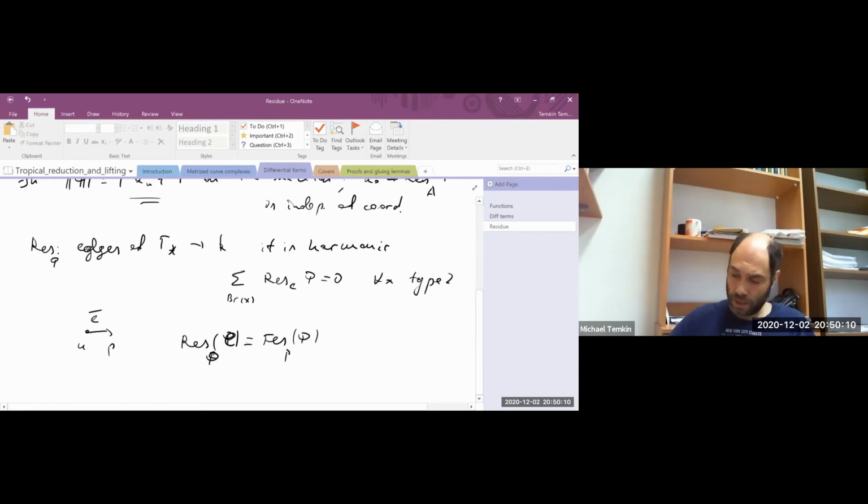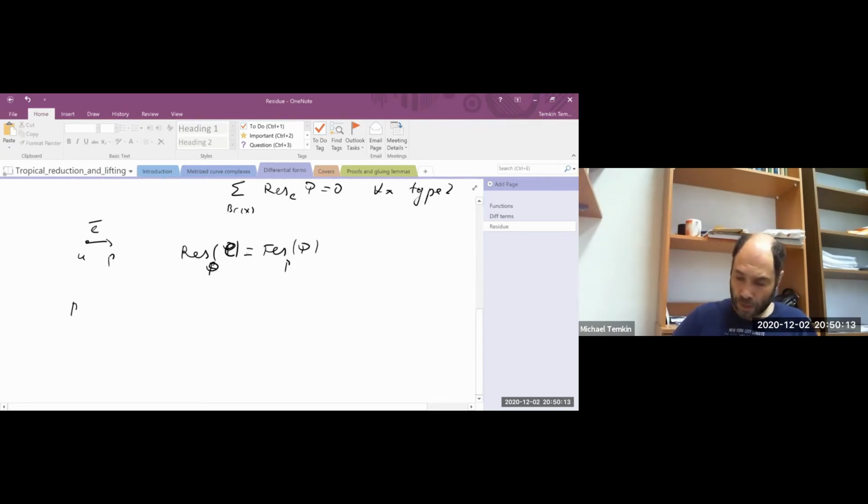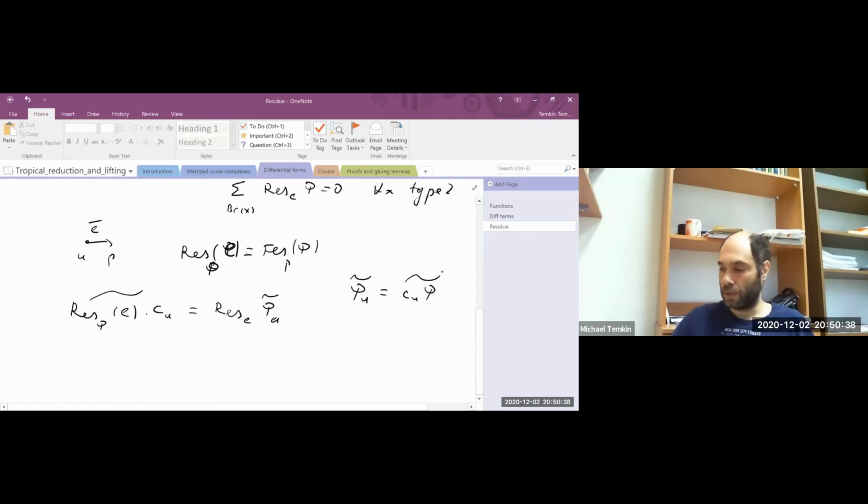And in addition, if I consider residue phi of E, I rescale it by the scaling factor of U, and then take the residue, this is the same as the residue of E of phi U. Just to recall, phi U is the residue of Cu phi, and it lives in omega of Cu, meromorphic.